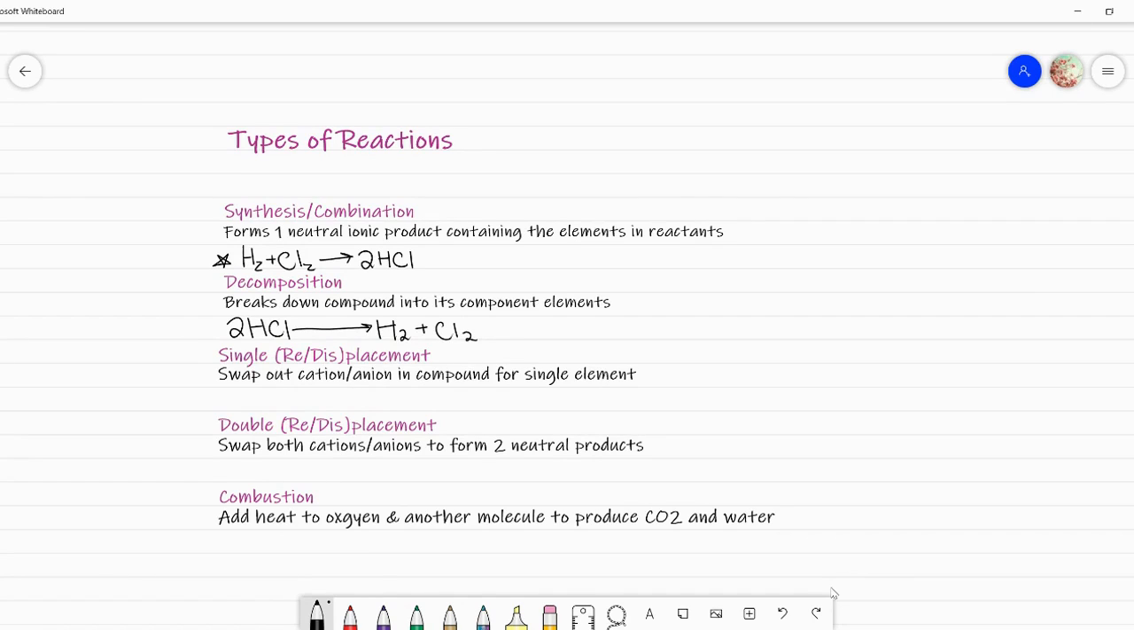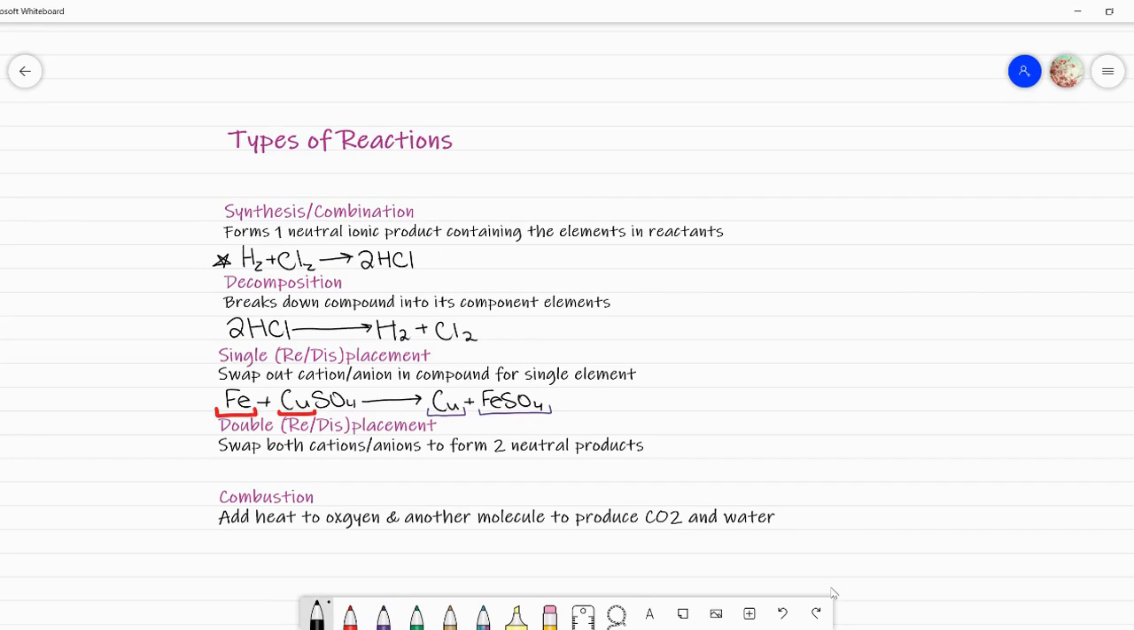Now, for single replacement, but sometimes displacement, we're going to swap out the cation or anion in a compound for a single element. I'll show you what that means. Let's just say we had iron plus copper sulfate. That would equal copper plus iron sulfate. Basically, this iron right here switched places with this copper. So now copper is on its own the same way iron was, and now iron has become iron sulfate.